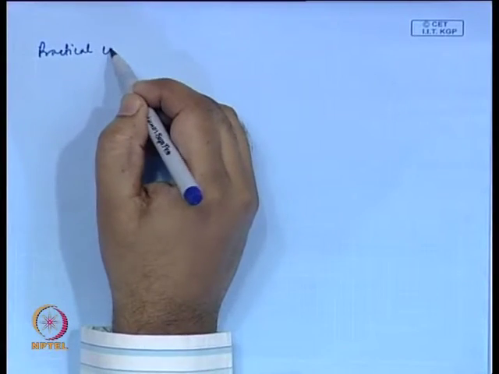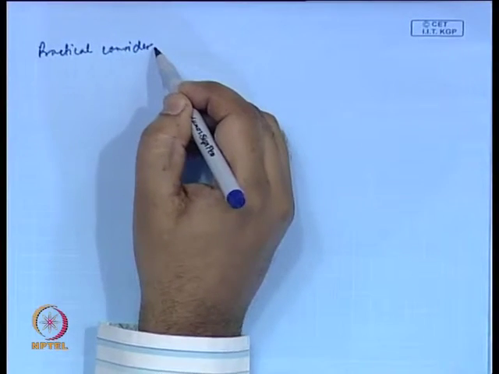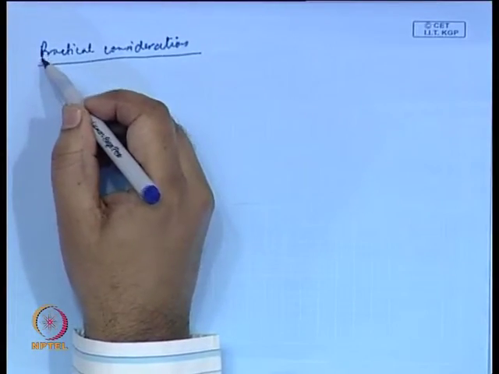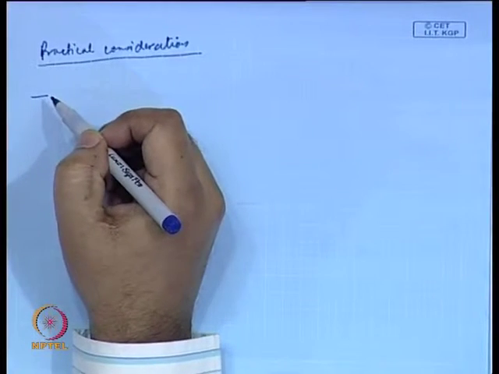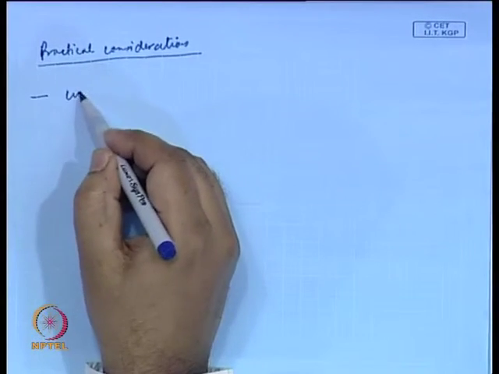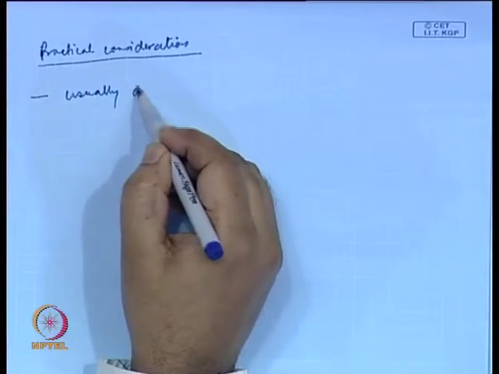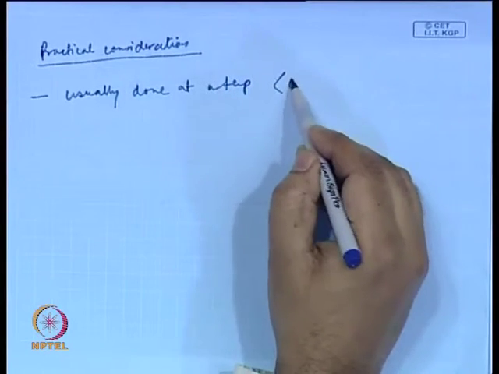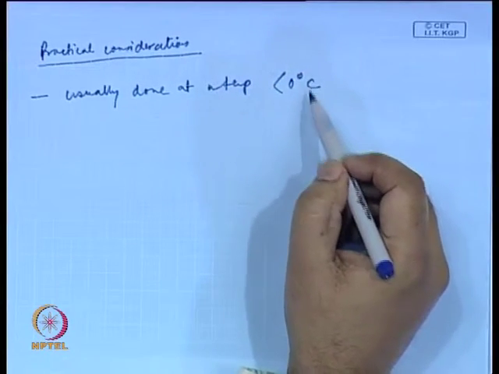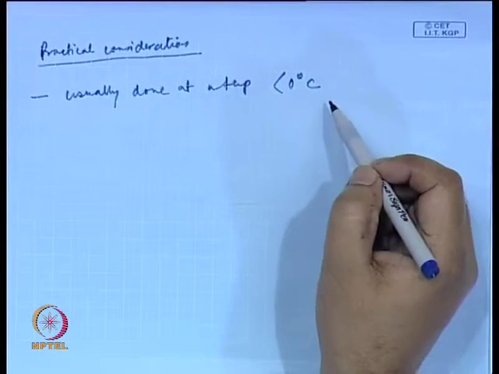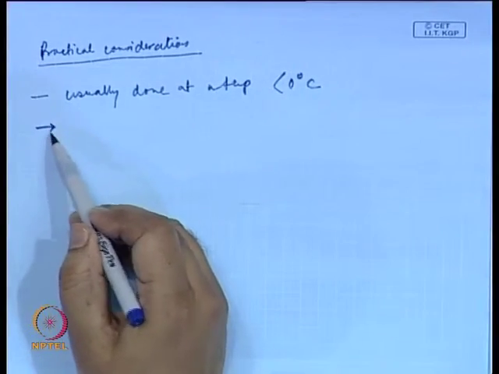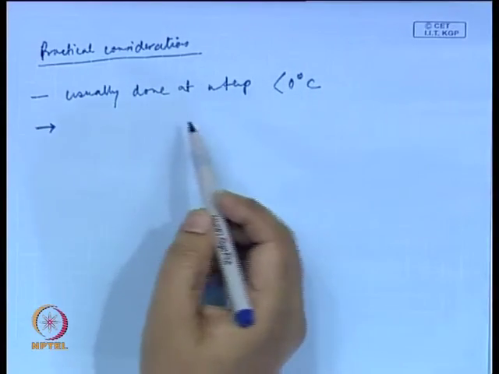Now, what are the practical considerations in the case of cationic chain polymerization? A successful cationic chain polymerization, as we just discussed, is usually done at a temperature less than say 0 degree centigrade, because as we have seen, with reducing temperature you can get a high molecular weight, or molecular weight increases with decreasing temperature.